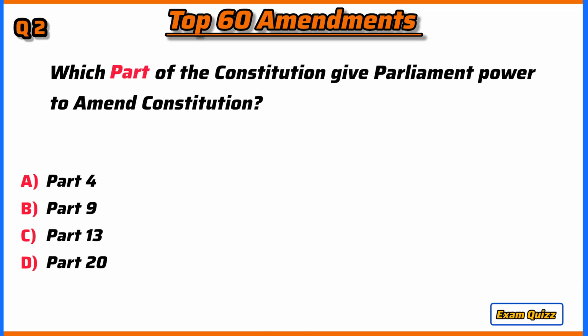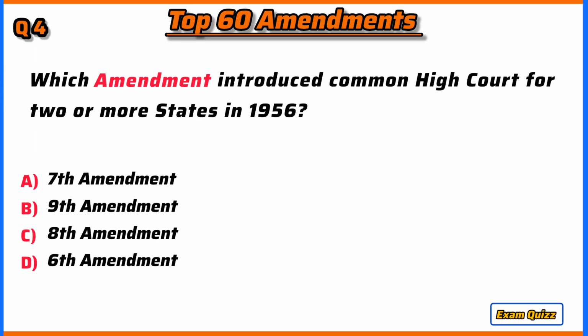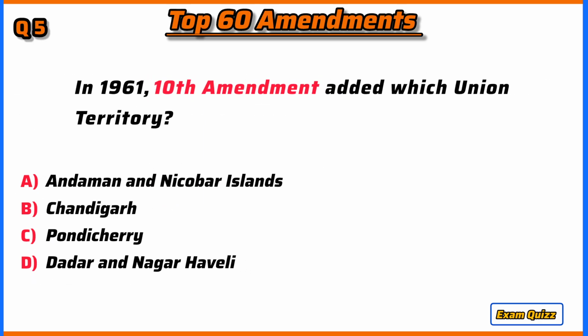Which part of the Constitution gave Parliament power to amend the Constitution? When was the first constitutional amendment enacted in the Constitution? Which amendment introduced Common High Court for two or more states in 1956? In 1961, the 10th Amendment added which Union territory?